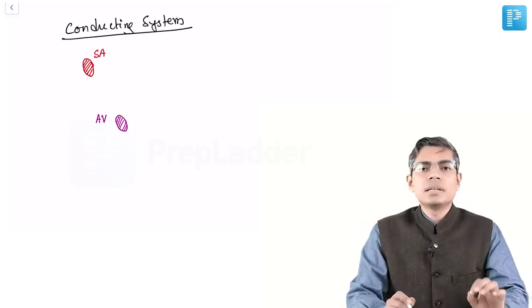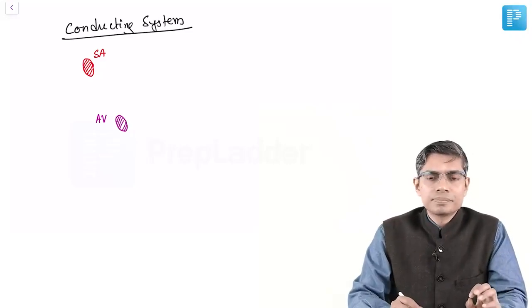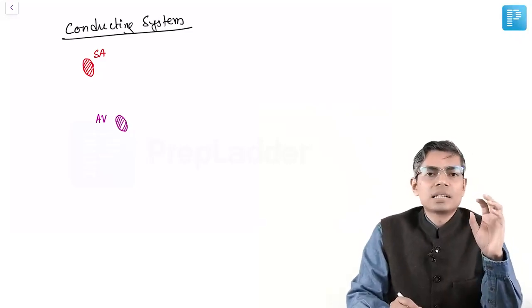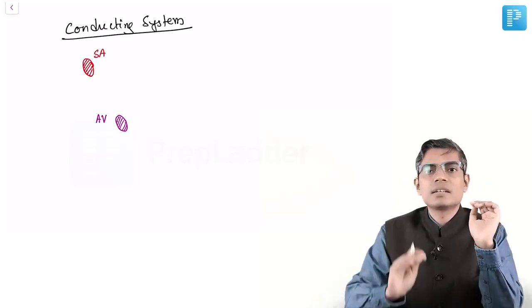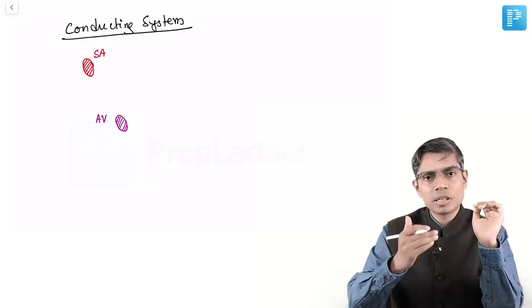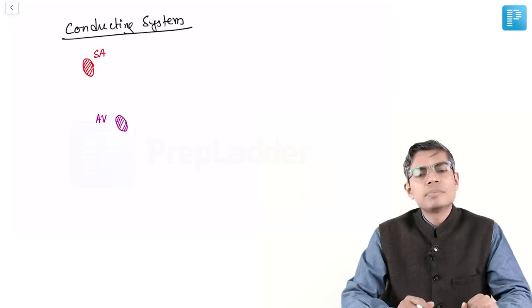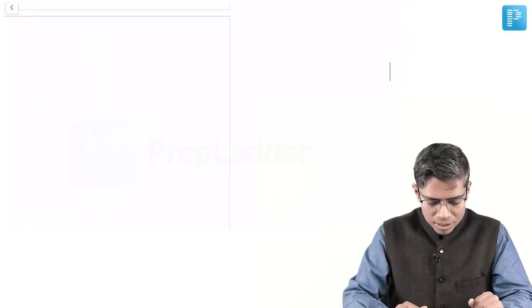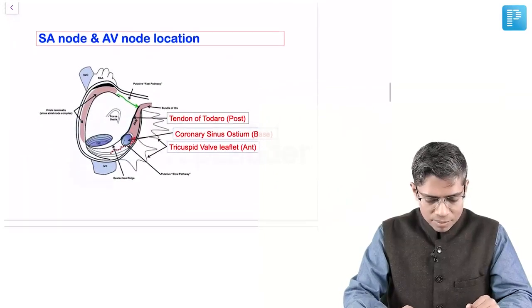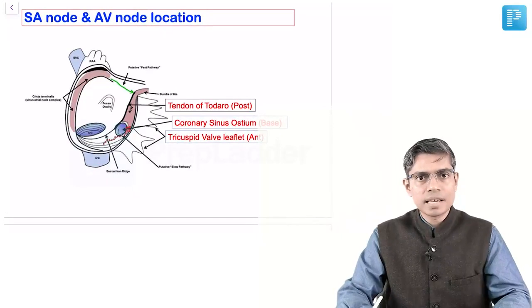Now in physiology book you will find out that SA node is located close to the superior vena cava opening, and AV node is located on the right side of the interatrial septum on the posterior aspect. But if you look at the anatomy book, they will give you some different description. So I have combined these two, anatomy and physiology book, and here you look at the diagram, where is the exact location of SA node and AV node.